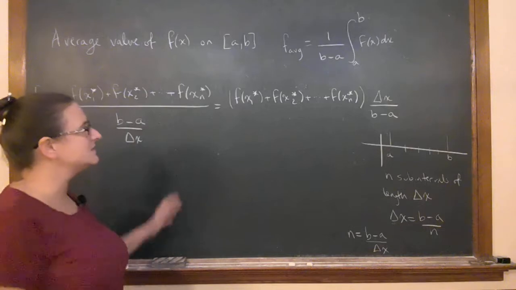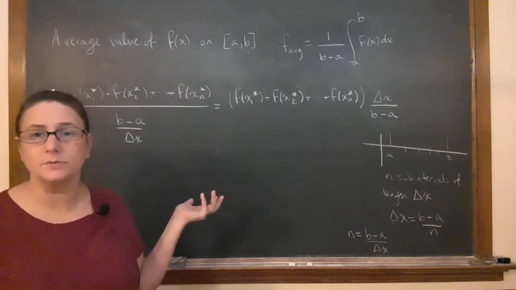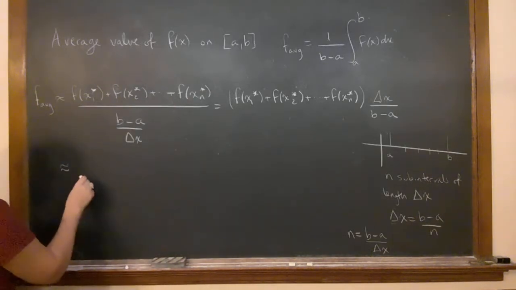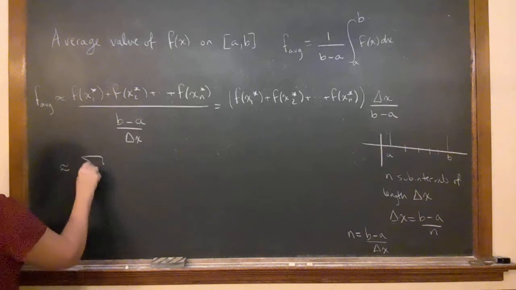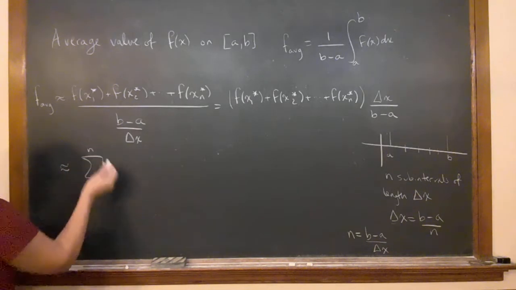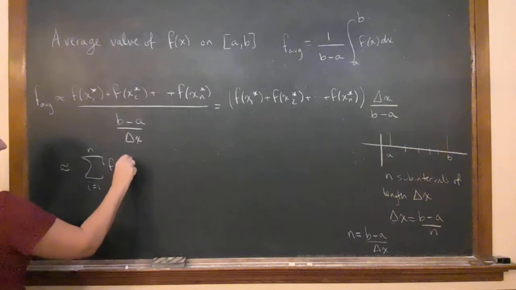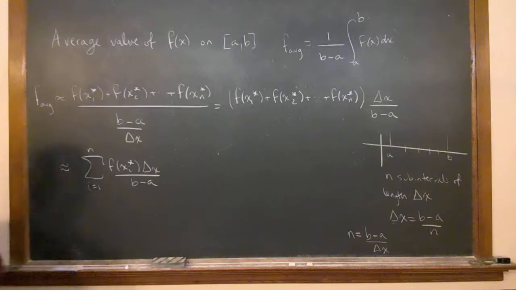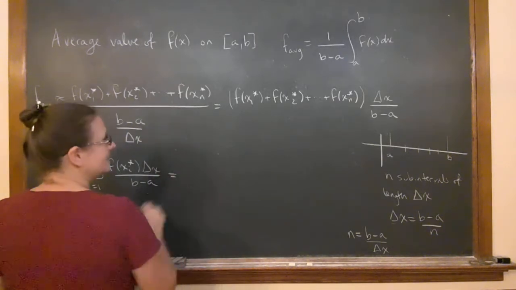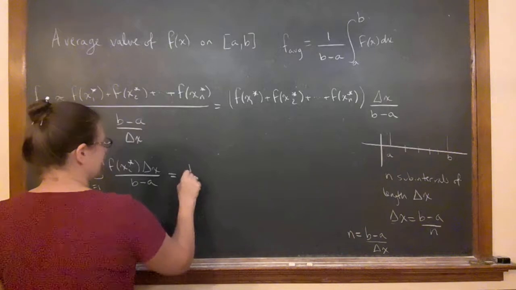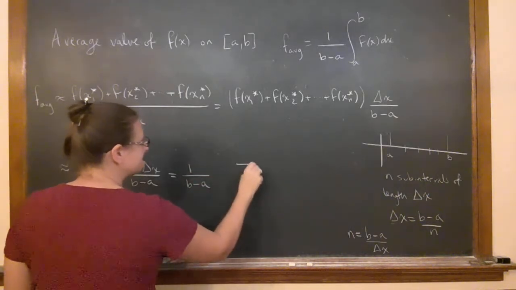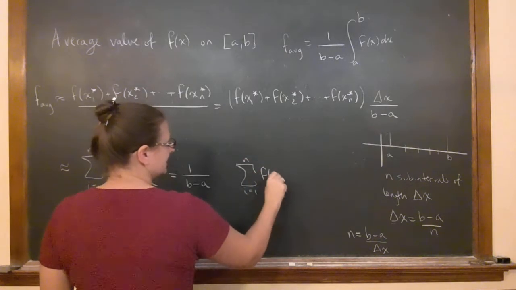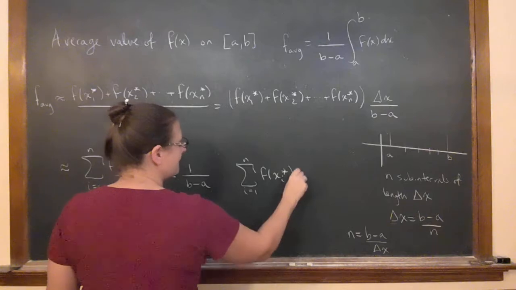Now I have something which looks like a sum, so I can write it with summation notation. I'm going to write the summation i equals 1 to n of f of x_i star delta x over b minus a. But I actually don't like the way that looks, so I'm going to take out the 1 over b minus a. And then I'm going to write this nice looking Riemann sum in here. We know what's going to happen to that.